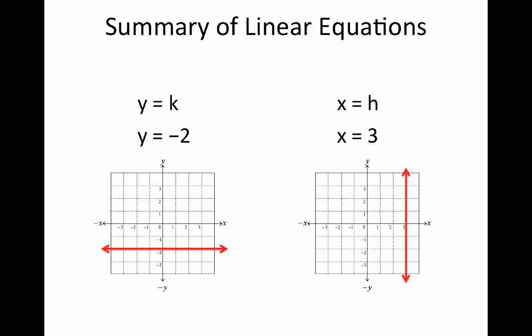Here's a summary of the equations we've learned so far. When y is equal to a constant, we have a horizontal line. So when y is equal to -2, it doesn't matter what value x is, y is always equal to -2, a horizontal line. When x is equal to a constant, such as x is equal to 3, we have a vertical line. It doesn't matter what the value of y is, x is always equal to 3, the vertical line.